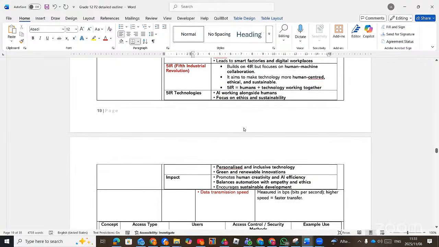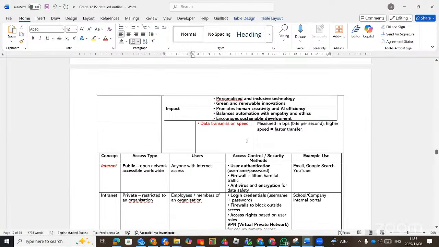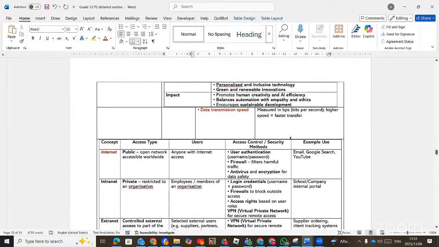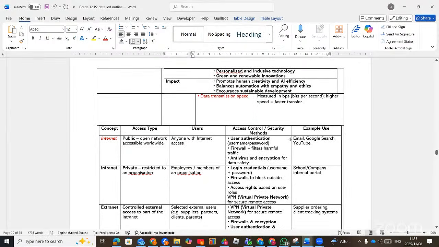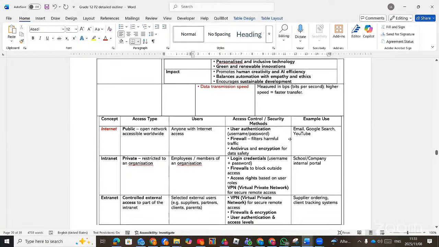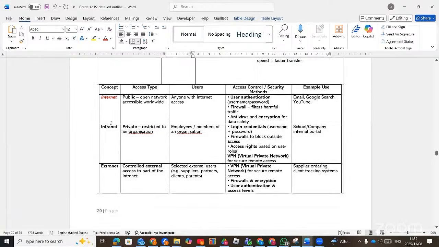Right. You need to know the definitions also. Data transmission speed, which is measured in megabits per second or bits per second, is the speed at which data travels from one point to another. And also to compare internet, intranet, and extranet.